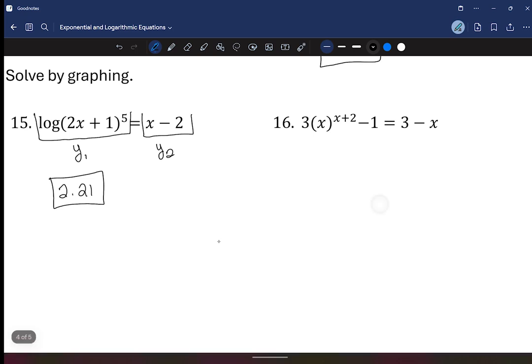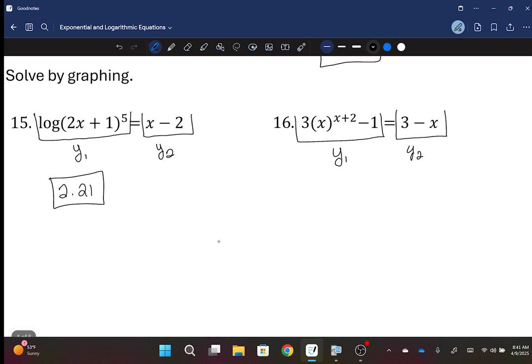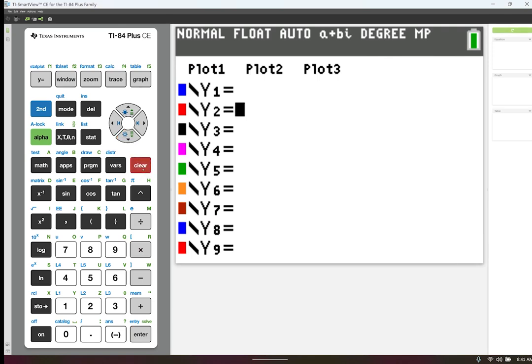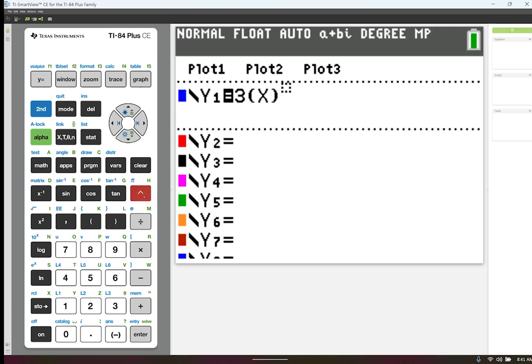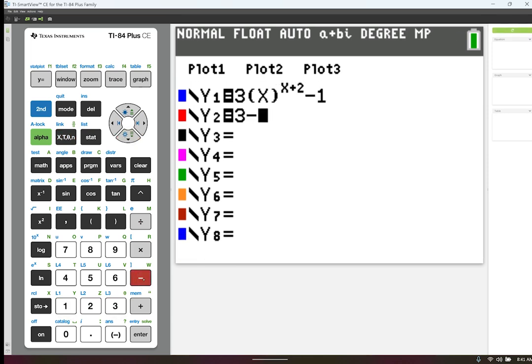All right. So on number 16, this left side will be the y1. This will be the y2. It really doesn't matter which one is which, as long as you have one side in one of them and one side in the other. All right, so we're going to clear both of those other ones out. So we have 3 times x to the (x + 2) minus 1. Make sure you hop down out of that exponent. The other one is 3 - x.